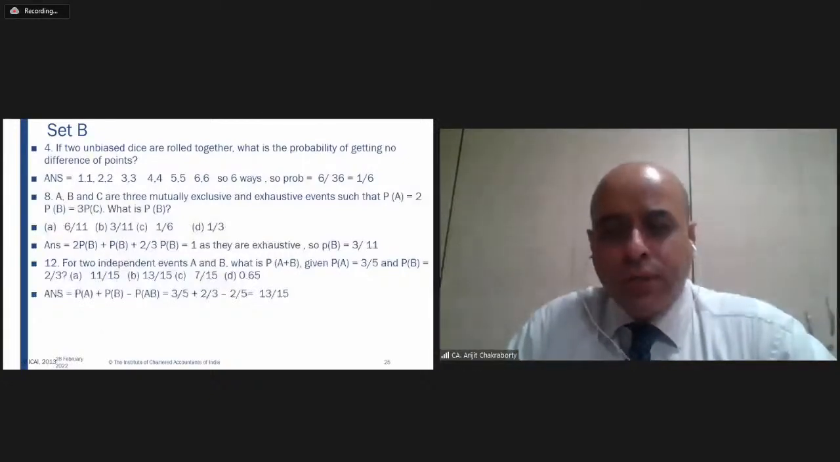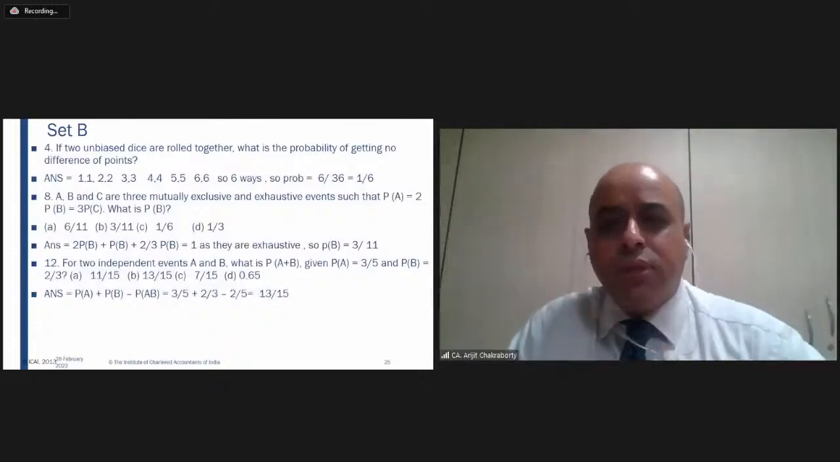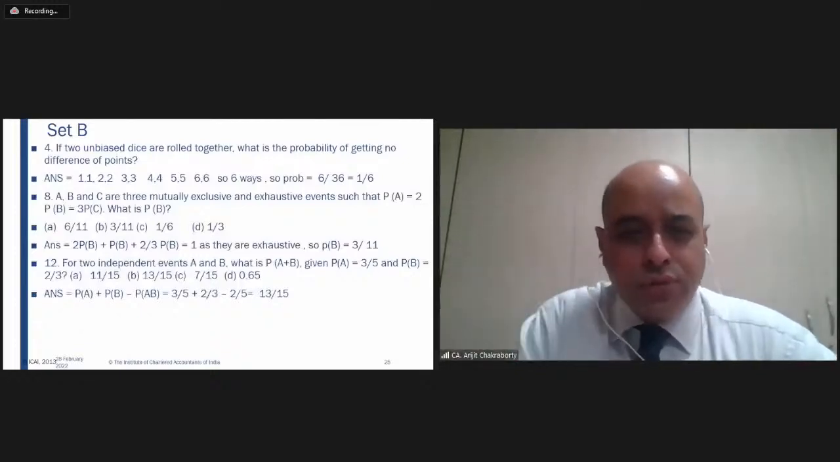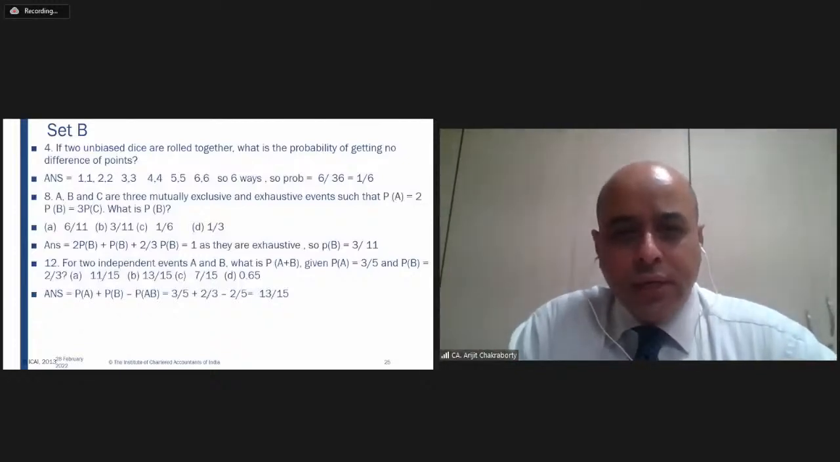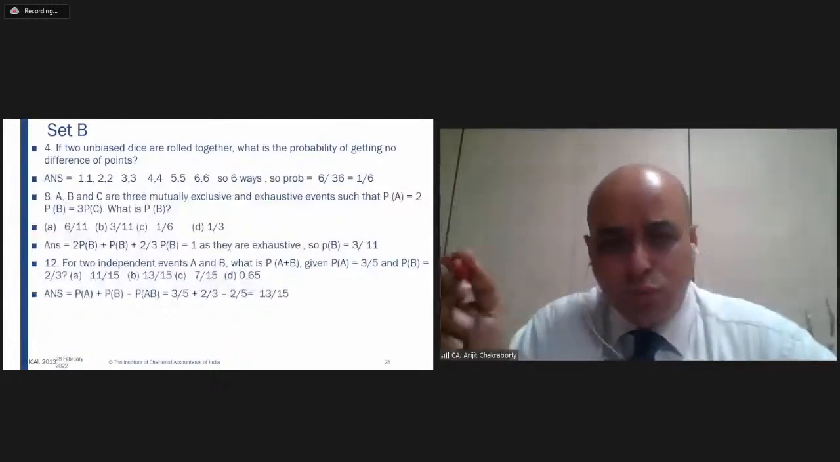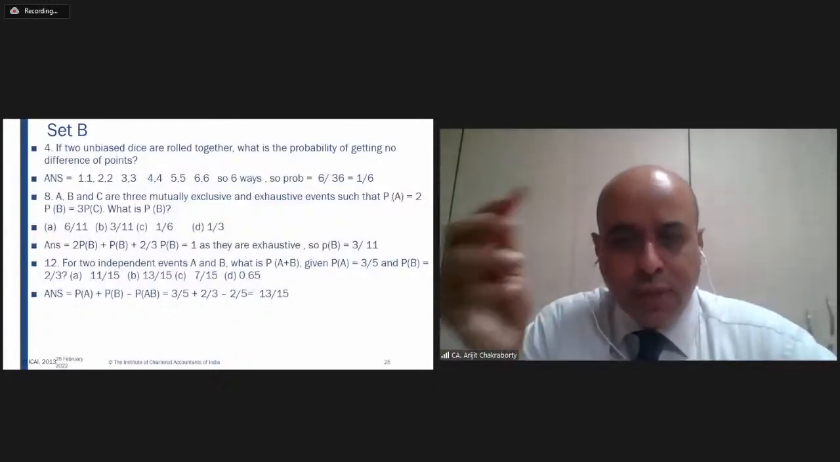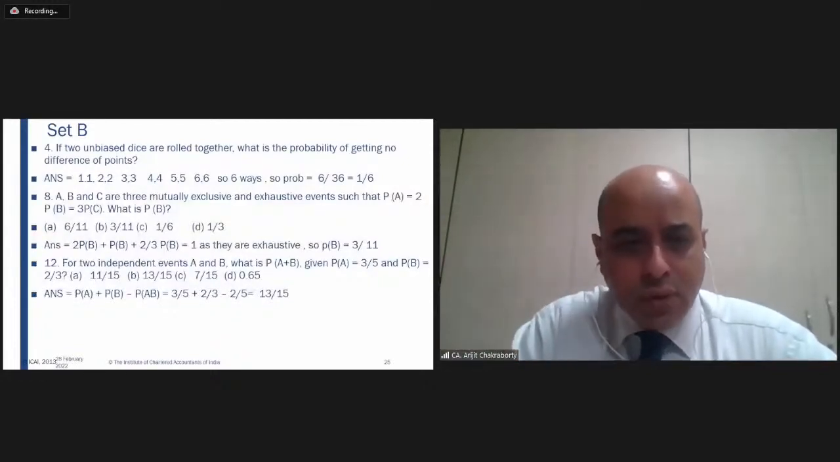So we are trying to get everything in terms of probability B. The relation is given 2PB equal to 3PC. That means we can write PC is equal to how much? 2/3. 3 comes down. So it becomes 2/3 into PB. And this is what we have done.